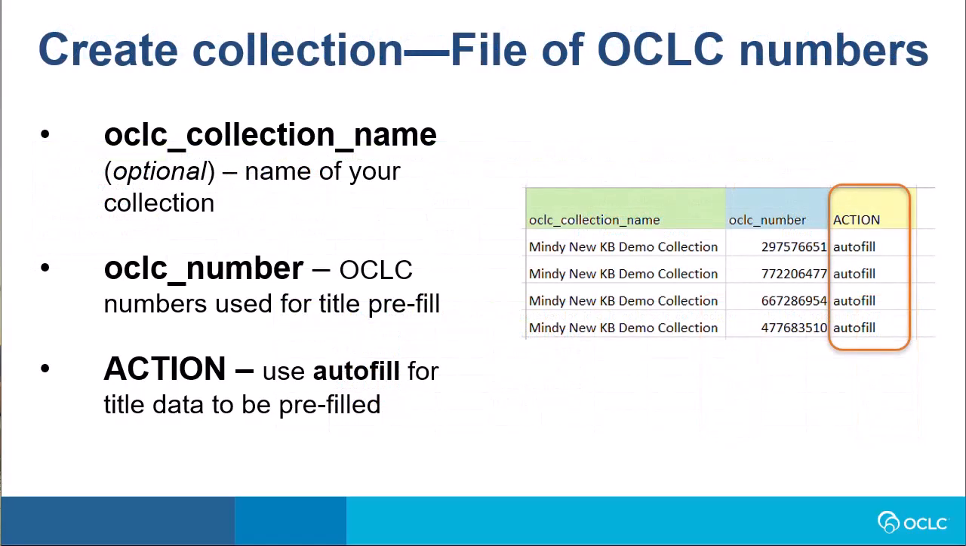You can use autofill to add titles and pre-fill title data using OCLC numbers. Fill the KBART file with the OCLC numbers of the records for your titles. Use the value autofill in the action column to tell the system to pre-fill the titles with metadata from the WorldCat records. Let us now walk through adding titles to a local knowledge base collection with a KBART file.